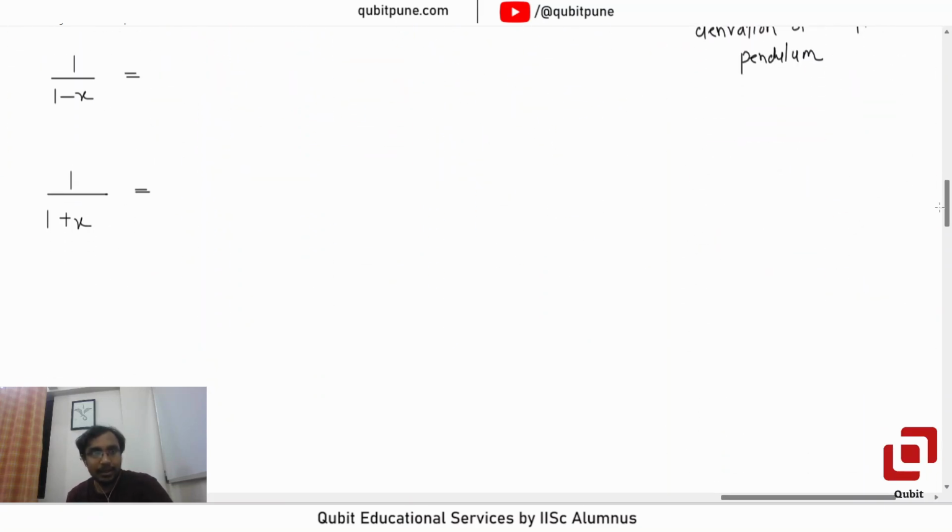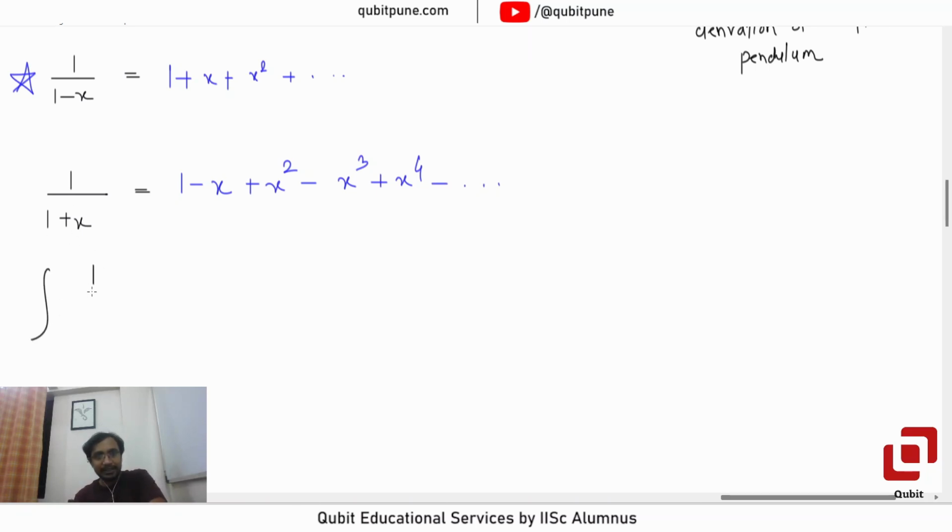Last two. Now this is something that we have already derived, remember that from the GP part. This is 1 plus x plus x squared, exactly. And then for 1 upon 1 plus x, you have to replace x by negative x. So even powers remain positive, odd powers acquire a negative sign. But that's not it. The last thing I want to tell you is that we can actually integrate this.